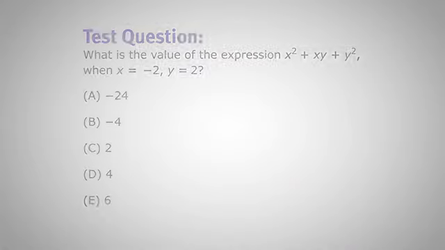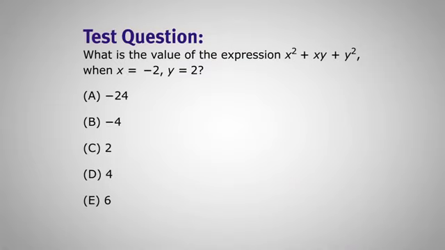Now that you've gotten a chance to try some exercises, let's go ahead and try a test question. Number 11 says, what is the value of the expression x squared plus xy plus y squared when x equals negative 2 and y equals 2? Again, just like the previous exercises that we've looked at, we're going to take those two values and substitute them in every single time we see an x or a y. So rewriting our expression, it looks like negative 2 squared plus negative 2 times positive 2 plus 2 squared.